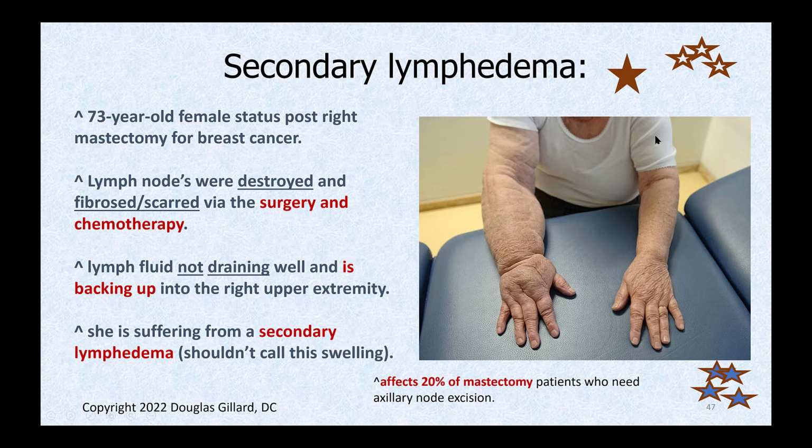Even on the other side, look at her ring, see how tight the ring is there? So both arms are affected by the chemotherapy. And this one was affected by the chemotherapy and the surgery. So this is an example of secondary lymphedema.